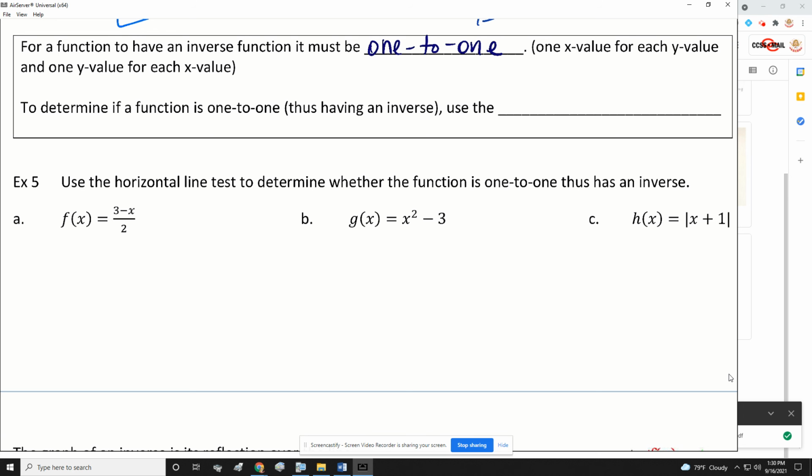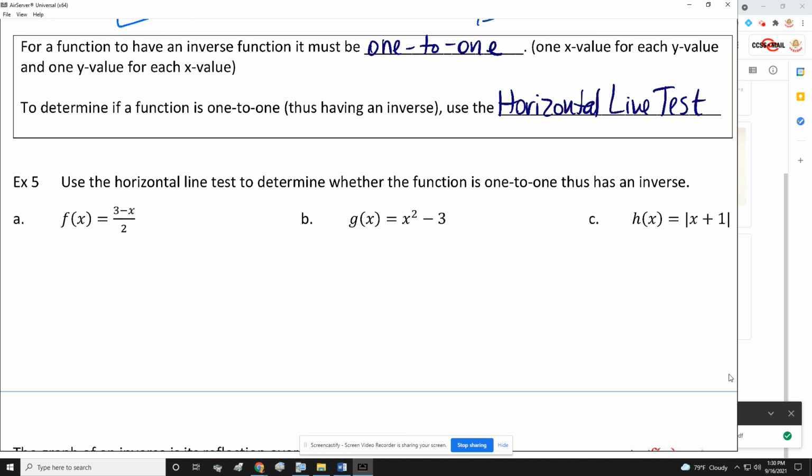And then what we use to determine if a function is 1-to-1, which means it has an inverse, is the horizontal line test. The vertical line test we use to determine if a graph is a function. The horizontal line test, we use to determine if the graph is 1-to-1. So we're just going to use what we know about the parent functions to figure this out.